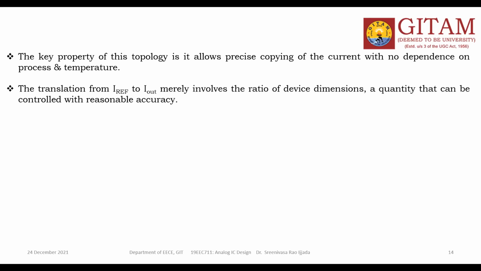For a technology L is the same. So for both the transistors L is the same, and you can change the W value. Suppose you maintain both transistors' widths the same, then what happens? The ratio becomes 1, and then I out is equal to I reference. If there are any mismatches, then I out will be somewhat less or more than I reference.